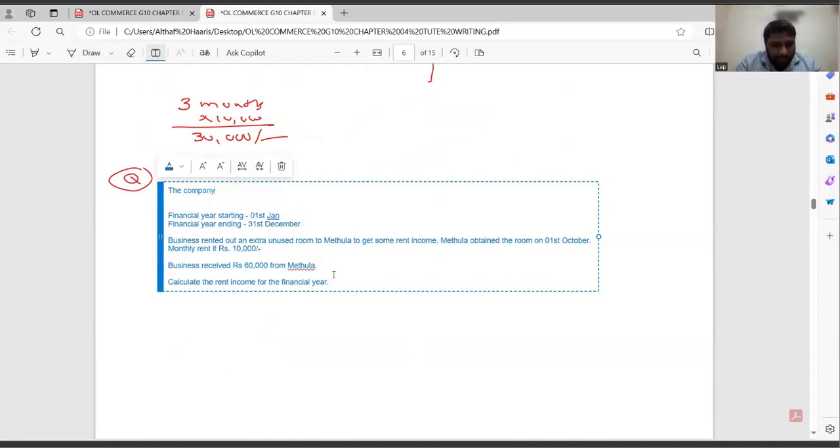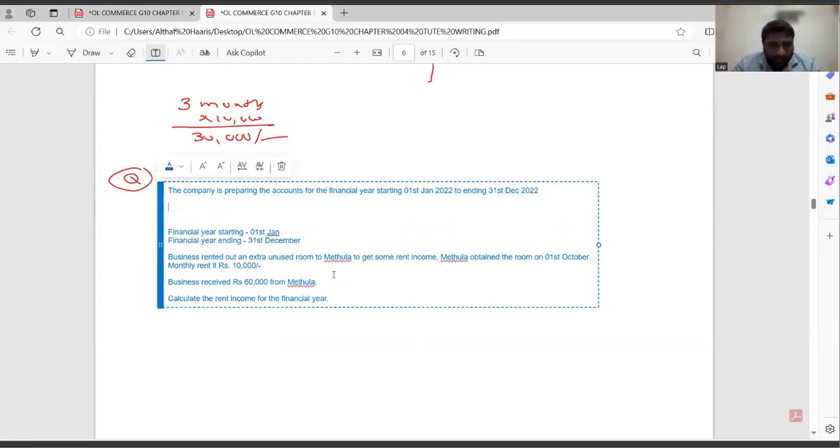The company is preparing the accounts for the financial year starting 1st Jan 2022 and ending 31st December 2022.